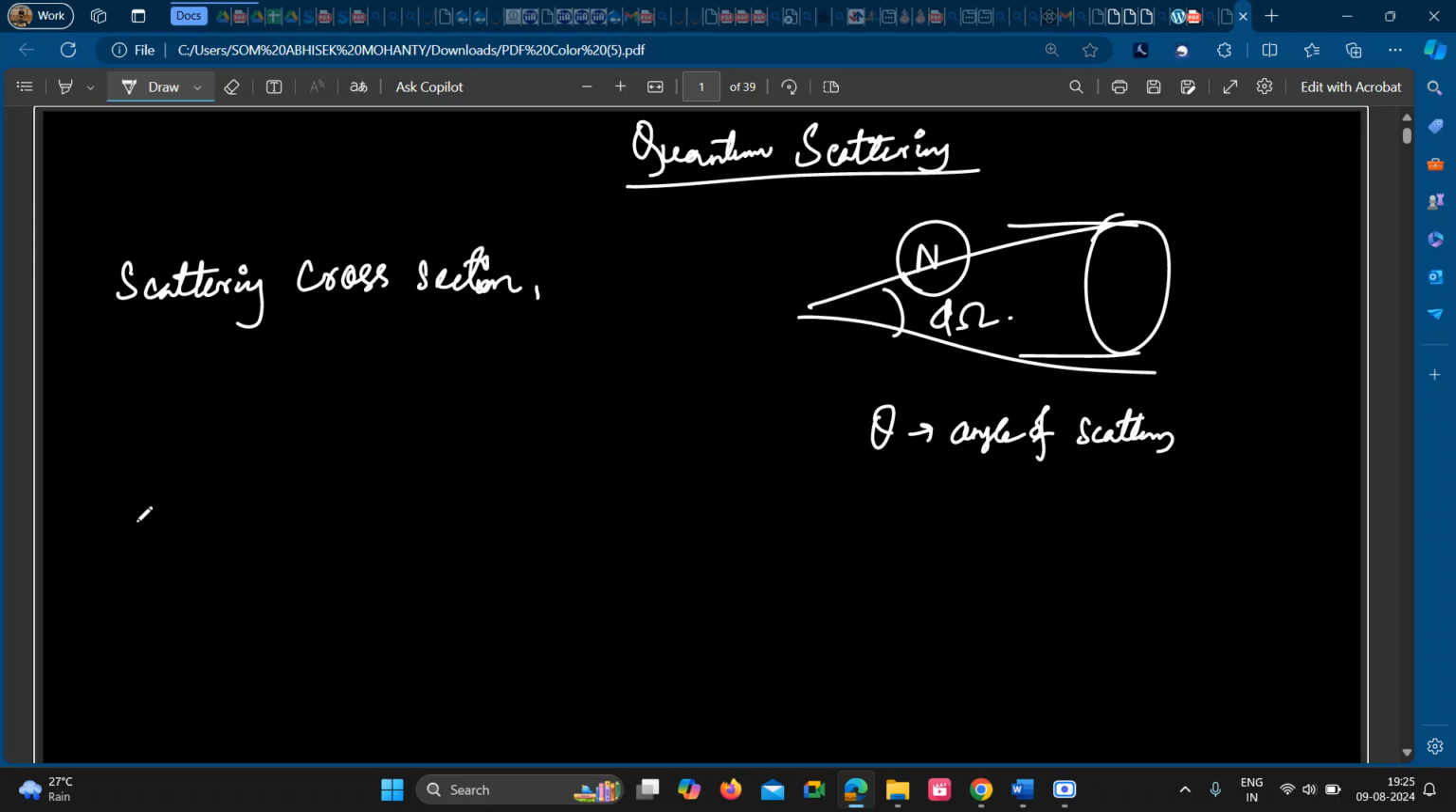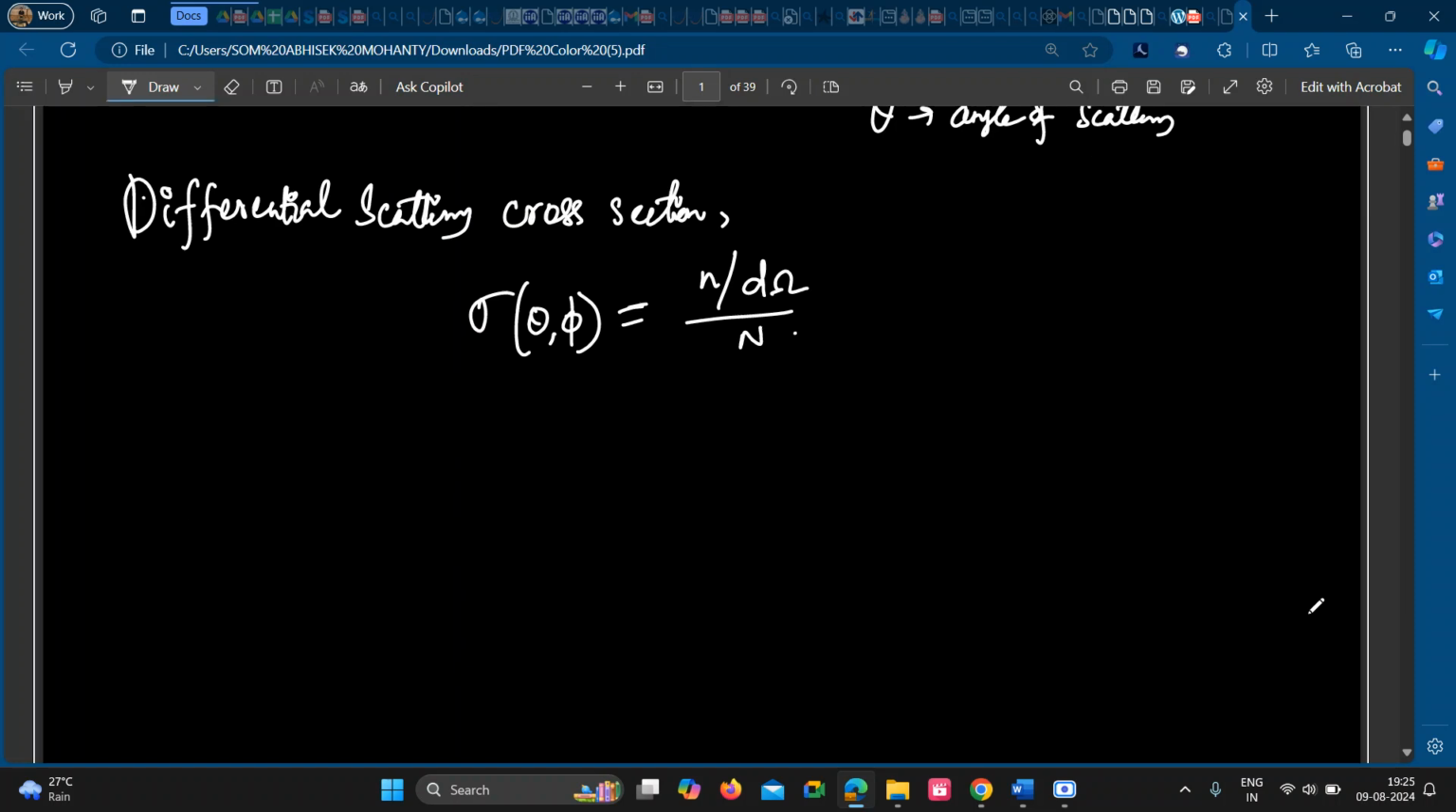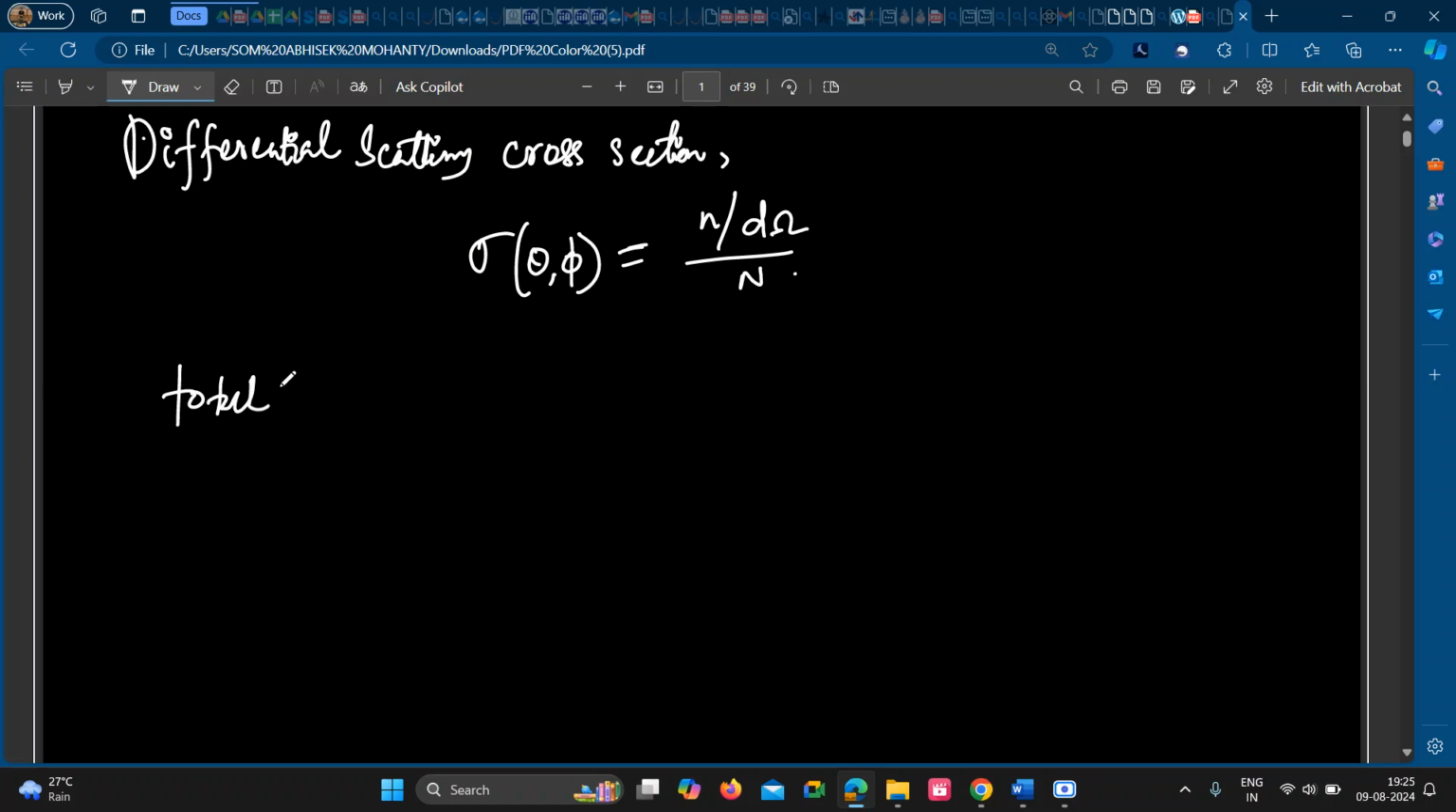So the differential scattering cross section formula: scattering cross section sigma of theta, phi, sigma is a function of theta and phi, is equal to n by d omega by capital N. And the total scattering cross section, don't worry, if we do numericals you will understand. Total scattering cross section sigma is equal to the integration of sigma theta phi d omega.